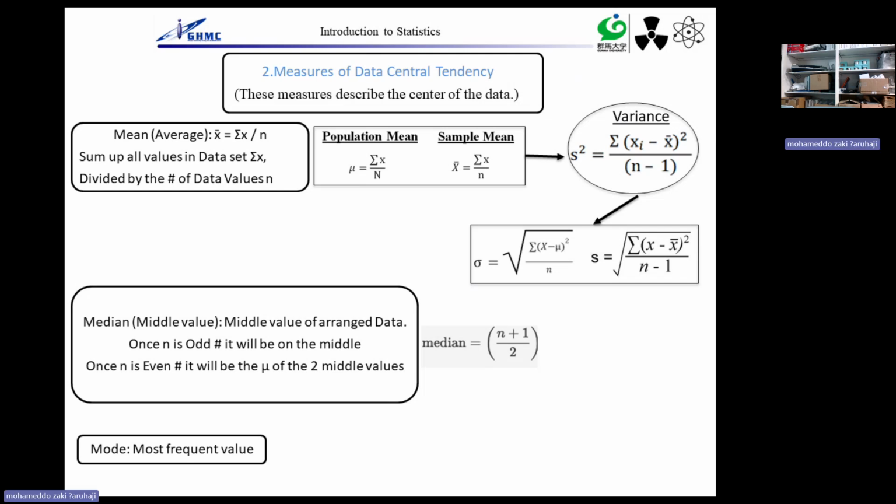Easy. Now, if the data is even, for example 1, 2, 3, 4, 5, 6, and I look at the middle, there are 2 values. So for me to decide which one is the median, I have to take the mean of these 2 values.